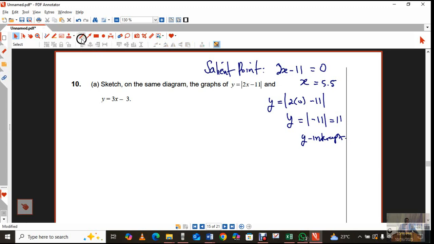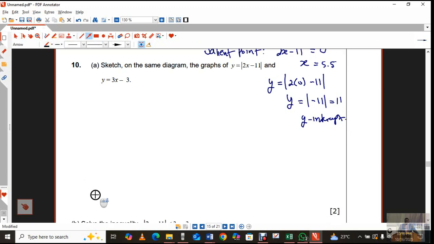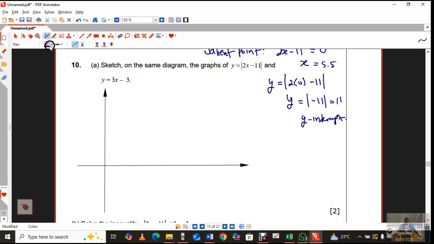Let's remove this. I want it to be in black. Okay, so let's say something like that. And let's say the other one is going to be something like this. Makes a bit more sense. Okay, and then what do we have? We know that this is obviously the y-axis. We know this is the x-axis.